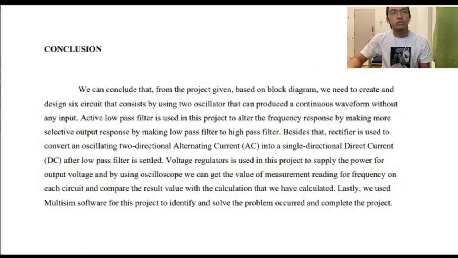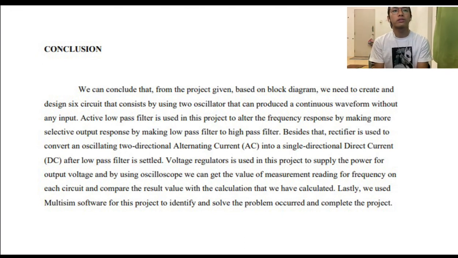As for the conclusion, we can conclude that from the project given, based on the block diagram, we need to create and design 6 circuits, using 2 oscillators that can produce a continuous waveform without any input. Active low-pass filter is used in this project to alter the frequency response by making a more selective output response, making low-pass filter to high-pass filter.